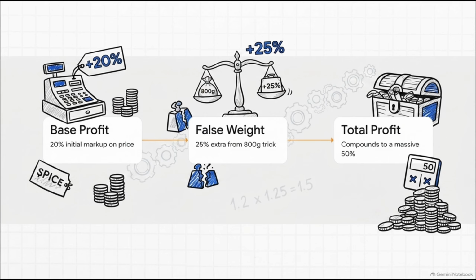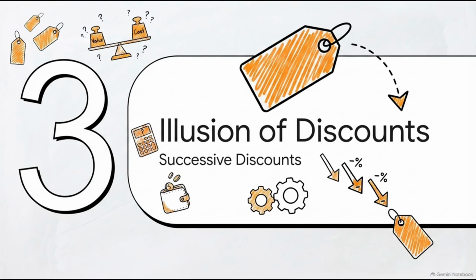You take their price markup of 1.20 and you multiply it by the weight ratio, which is 1,000 over 800. 1.2 times 1.25 equals 1.5. Step 3, this dealer is quietly walking away with a massive, compounded 50% total profit. Crazy, right? Okay, part 3, the illusion of discounts, marked price, and successive discounts.